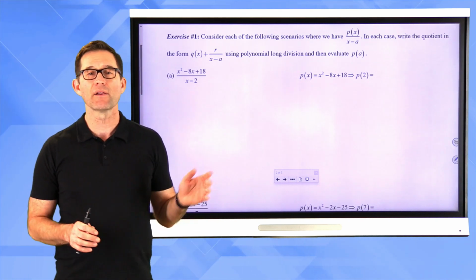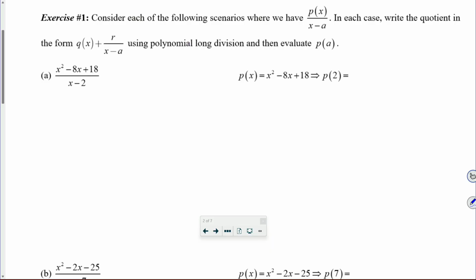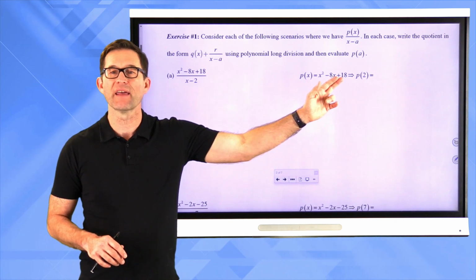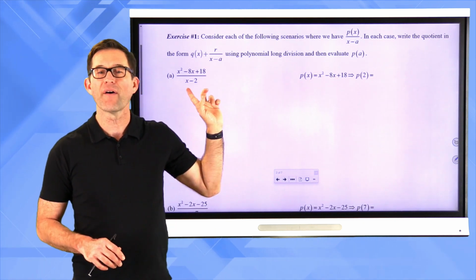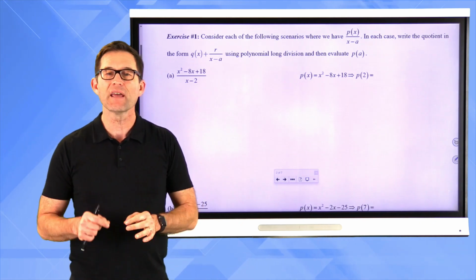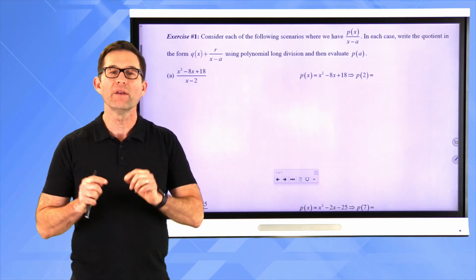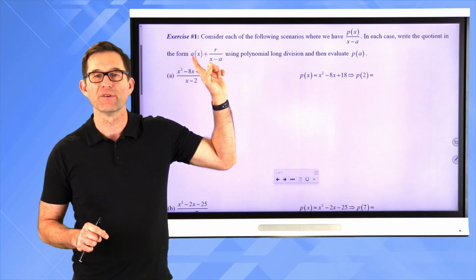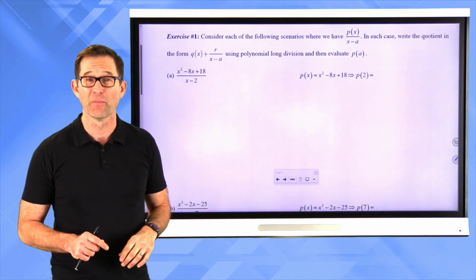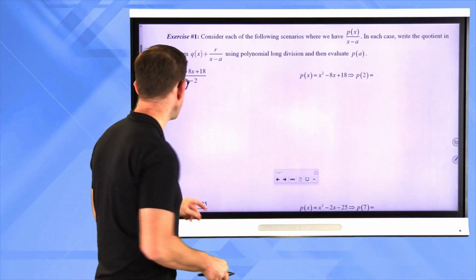All right, so let's take a look at letter A. Here I have x squared minus 8x plus 18 divided by x minus 2. So in other words, I have the polynomial x squared minus 8x plus 18 all divided by the linear factor x minus 2. Let's take a look at what we get when we write this in what's known as quotient remainder form, and this will be a good review of how we do polynomial long division. Let's jump into it right now.